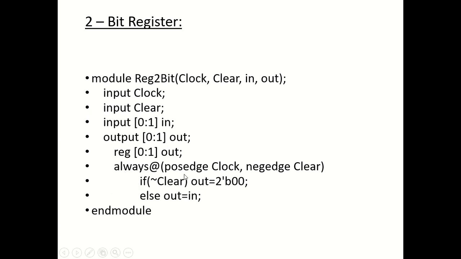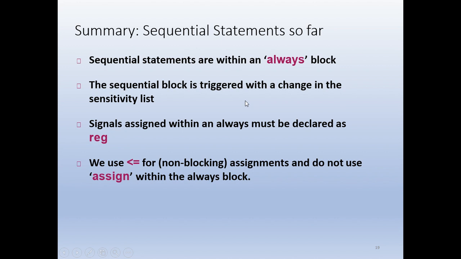So always at positive edge clock, negative edge clear. If it's clear, your output is equal to 2-bit 00. Else your output is equal to your input. It's just a storage, it won't count up or down, it's just storing the value alone.